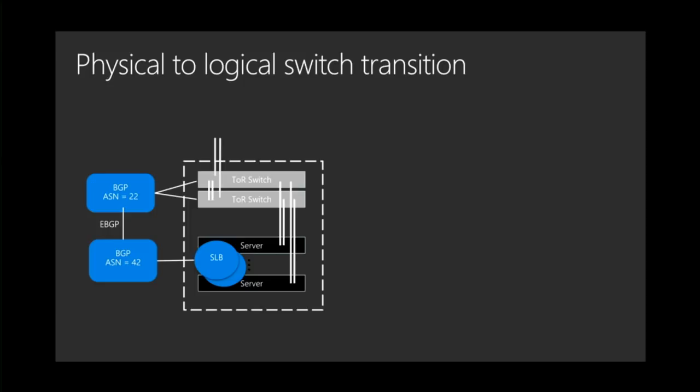The BGP ASN number is an example. For the physical switches it's 22. The software load balancers, or SLBs, there are 2 of them in the Azure Stack configuration. They are 2 different VMs that act essentially as software switches, if you will. They share BGP ASN numbers, so they're treated essentially as a copy of one another, and the data can go to either one of those in the configuration.